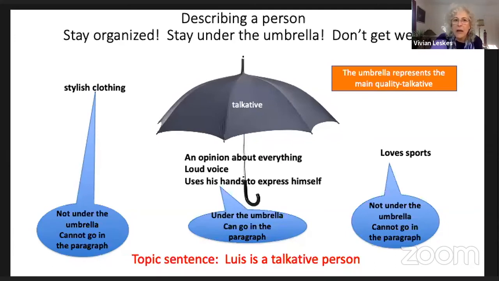He speaks with a loud voice. He uses his hands to express himself. Those are all talkative qualities. You can't talk about how he wears stylish clothing. So that would be not under the umbrella. You're going to get wet. Okay, and loves sports. You can't talk about sports because it doesn't fit under the talkative umbrella.